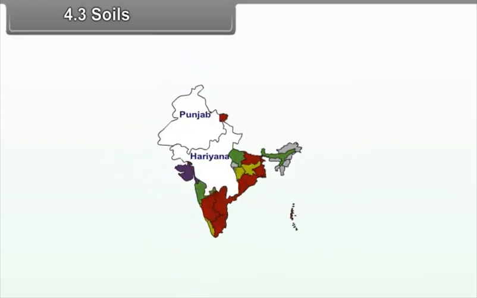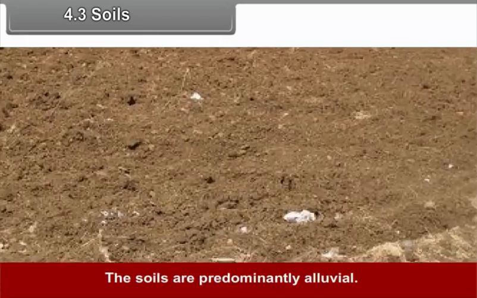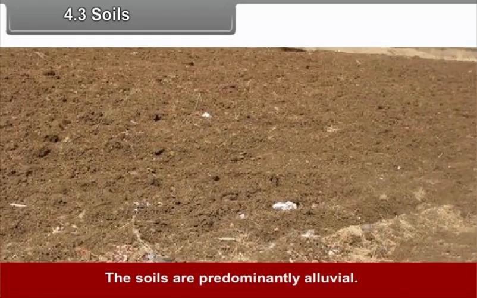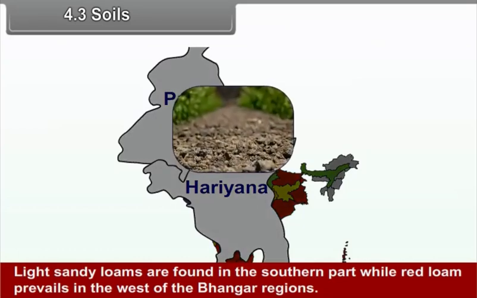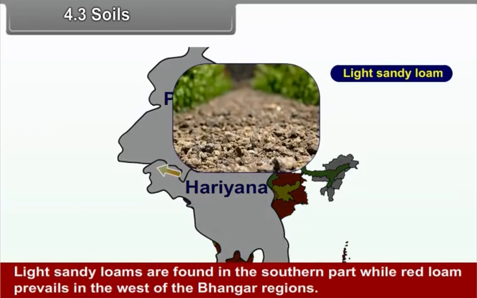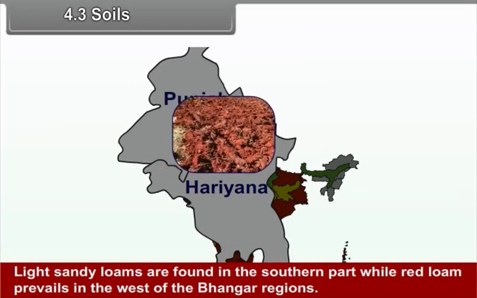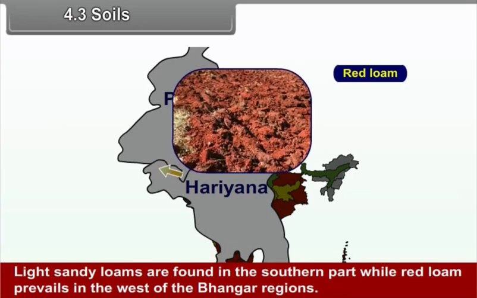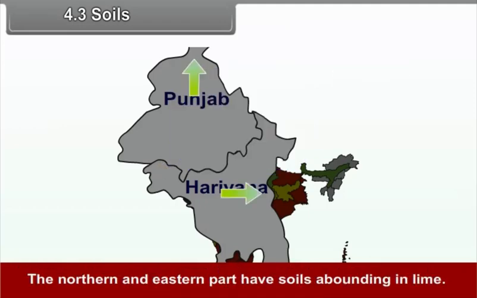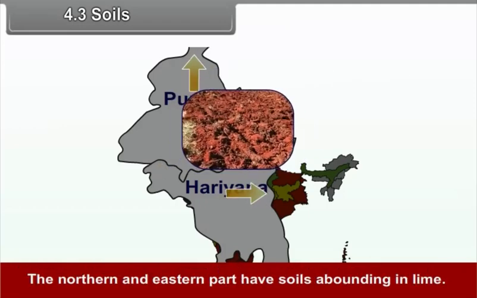4.3 Soils. The soils are predominantly alluvial. Light sandy loams are found in the southern part, while red loam prevails in the west of the Bhangar regions. The northern and the eastern parts have soils abounding in lime.